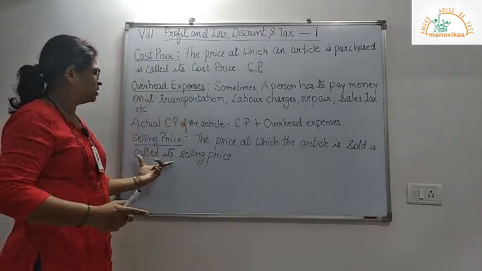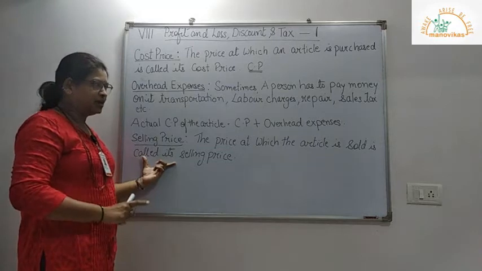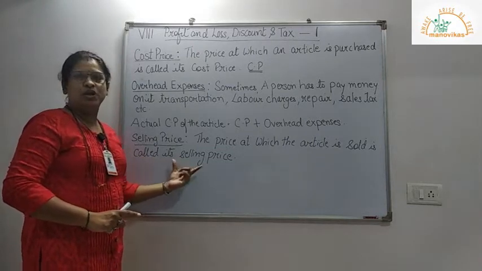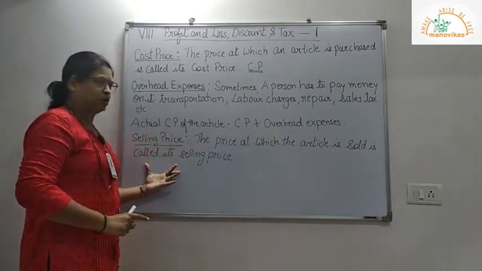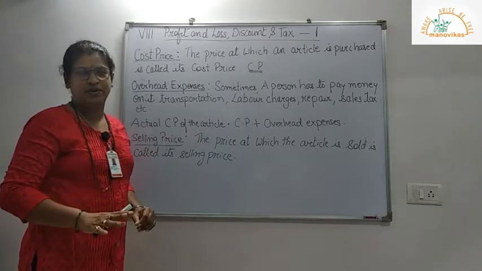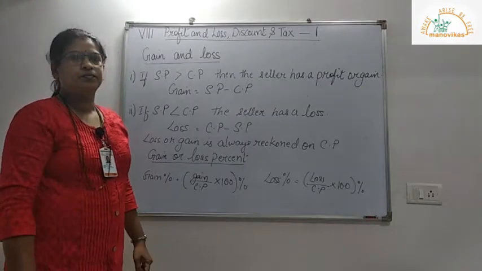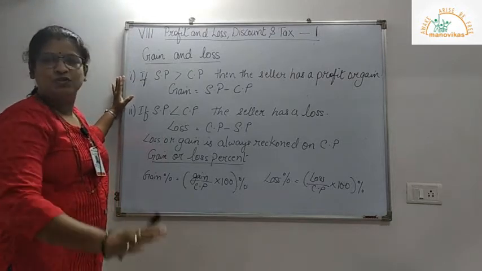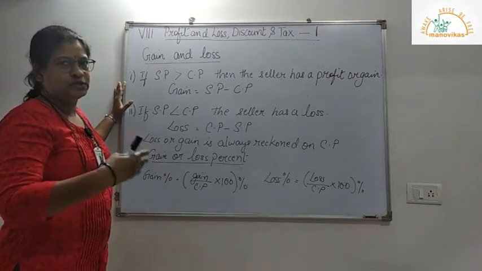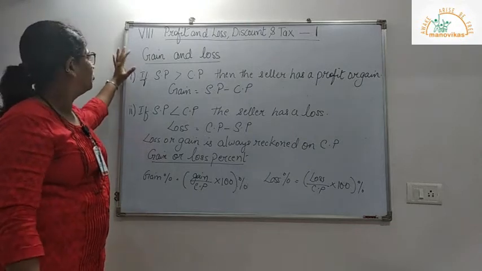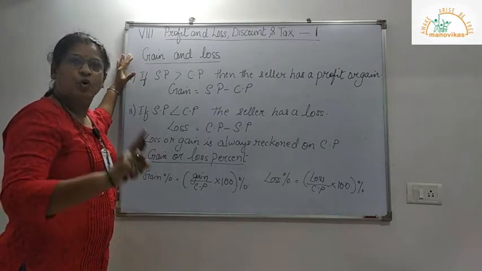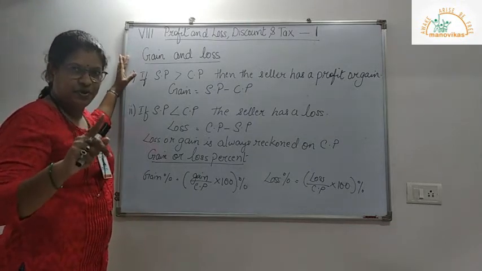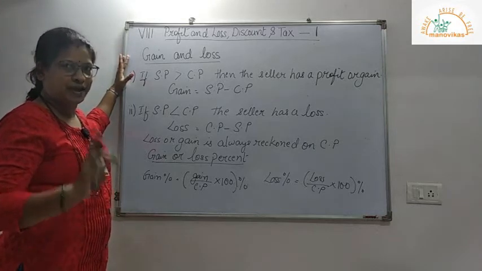Now moving on to the selling price. Selling price is the price at which the article is being sold. So that is called the selling price. So we have seen what is the cost price, what is overhead expense, what is selling price. Cost price is denoted by CP, selling price is denoted by SP.